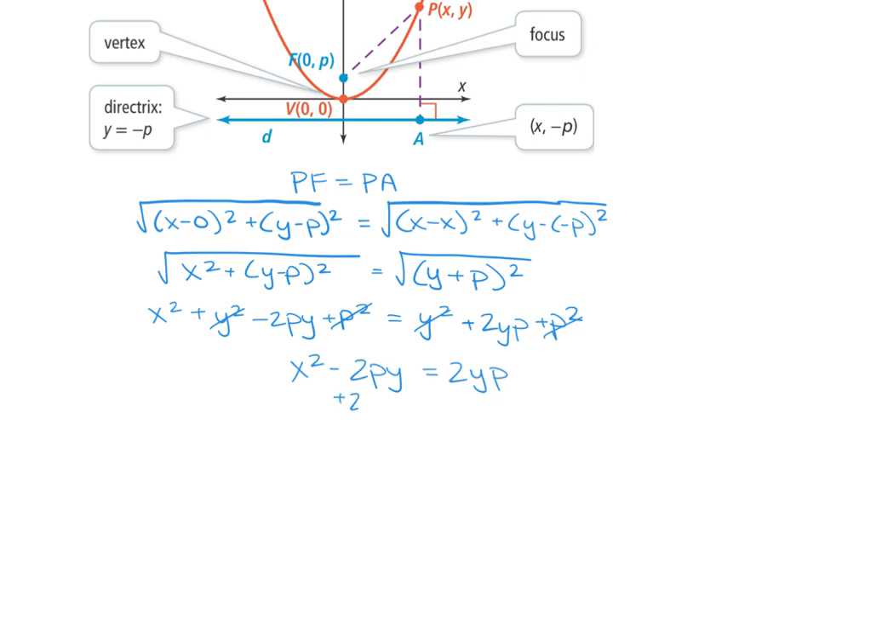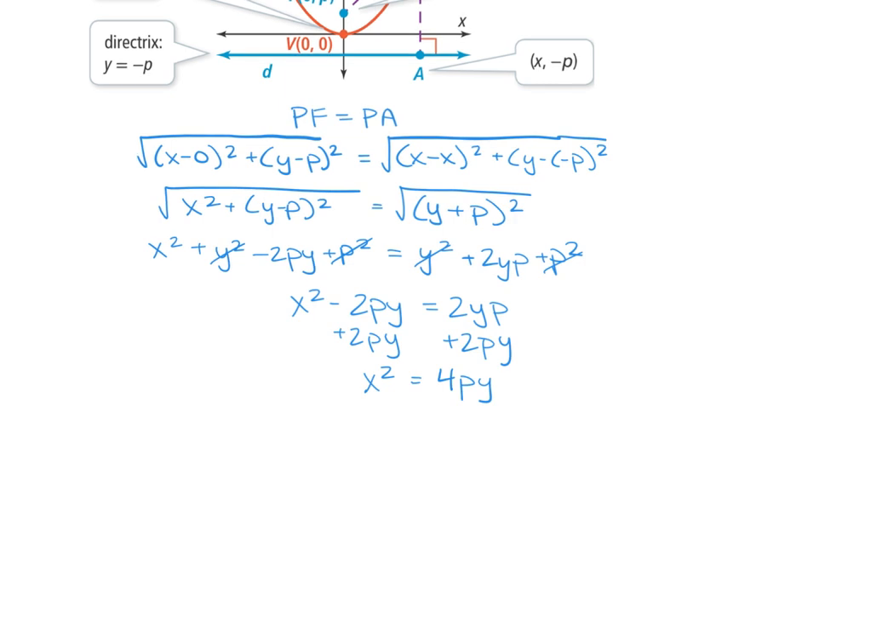I will add my 2py over, which I can add to this one if I rearrange my p and my y. So I'm going to be left with 4py. I want to solve this in terms of y, so I'm going to divide both sides by 4p. So I end up with 1 over 4p times x squared equals y.